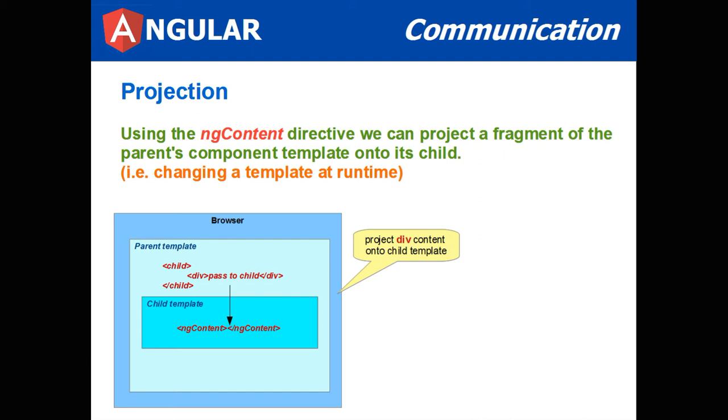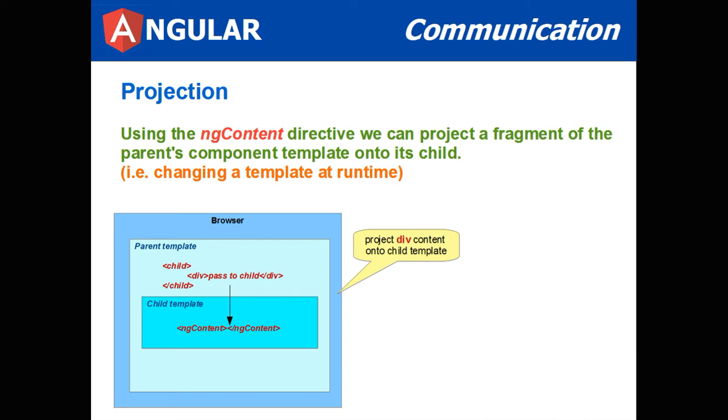Okay, so if we have a parent template which has a child tag, and we have a div with a string in it, let's say "pass to child", and we have a child template which has an ng-content tag in it, that div which says "pass to child" will be passed to the child template. We call that projecting the div content onto the child template.